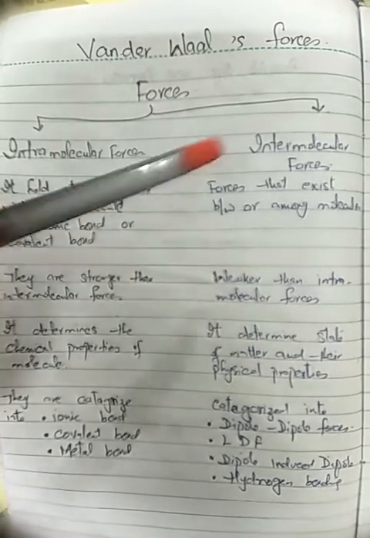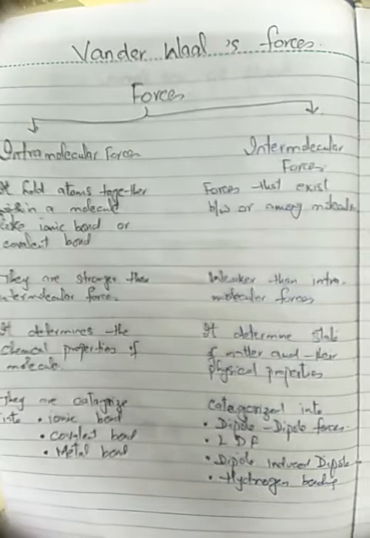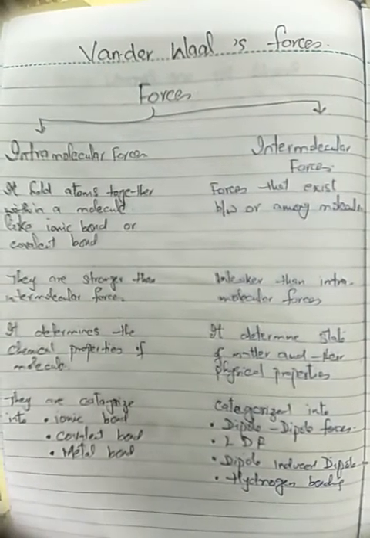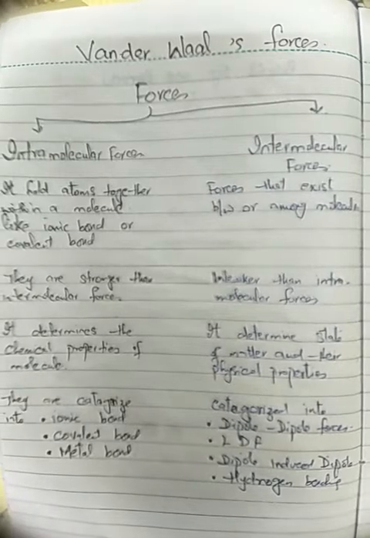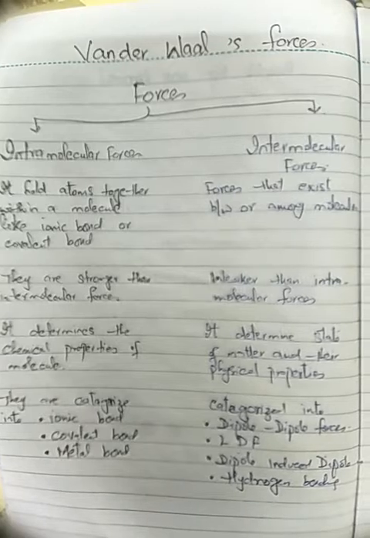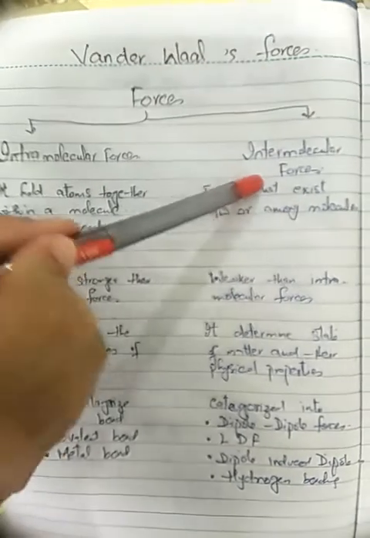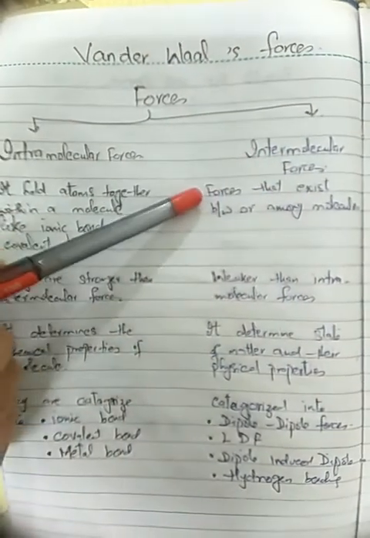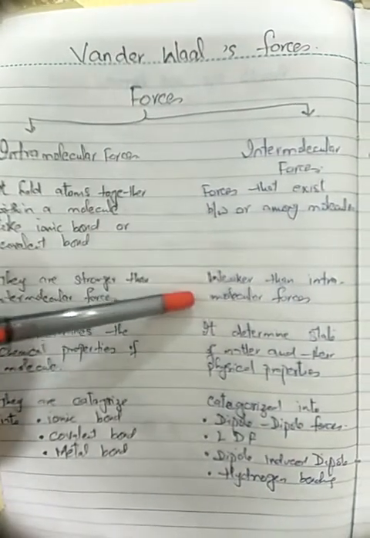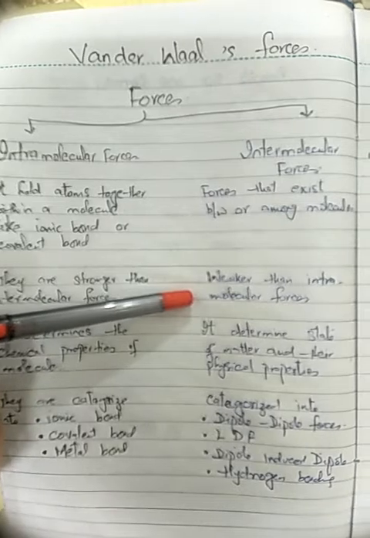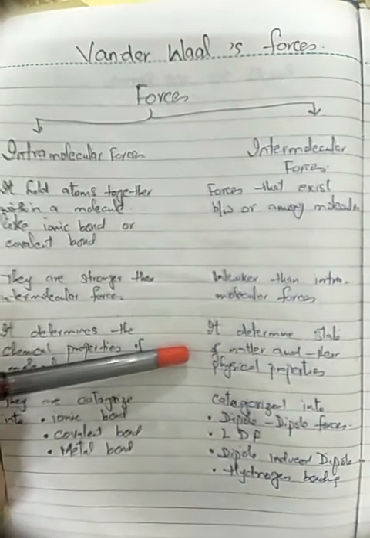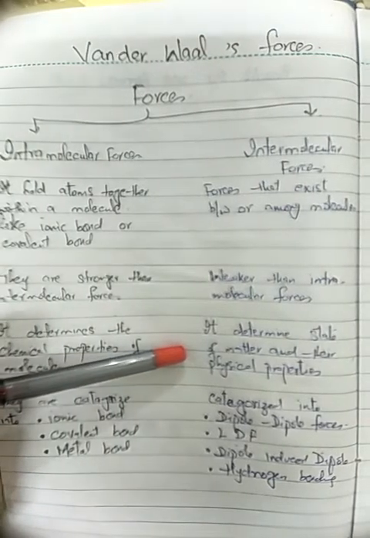The other type is intermolecular forces. Intermolecular forces exist once a molecule is formed. This molecule experiences a force of attraction with its neighboring molecule. This force is known as the intermolecular force, that is, the force that exists between molecules. They are weaker than intramolecular forces, and they determine the physical properties of the molecule.